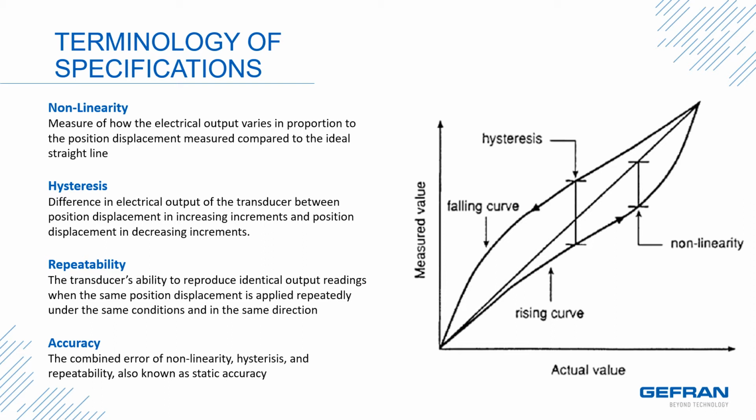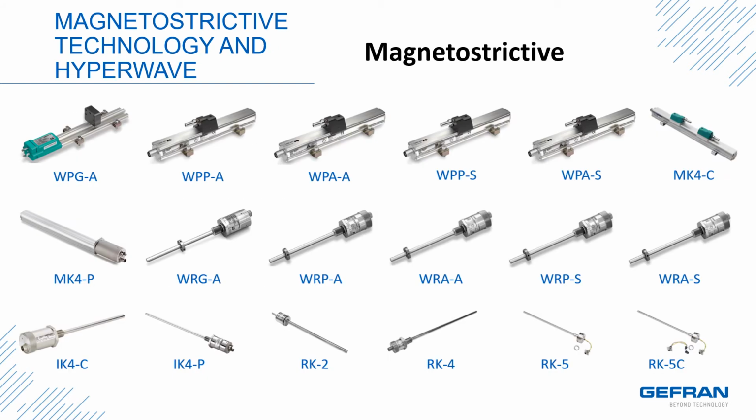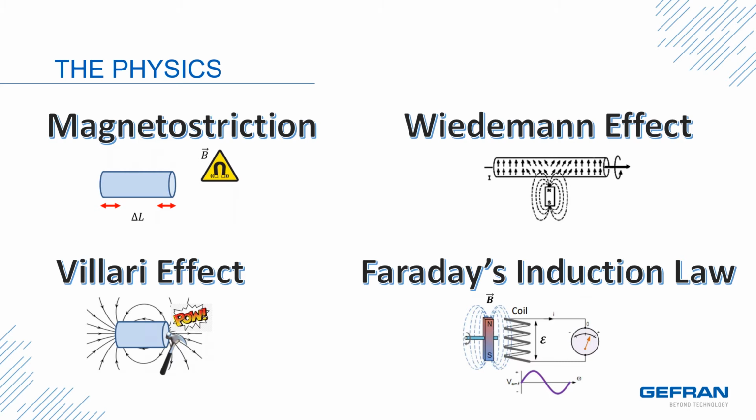Accuracy is the combined error of nonlinearity, hysteresis, and repeatability. It is also known as static accuracy. For the rest of this presentation, we will talk exclusively about magnetostrictive technology and Hyperwave. First, we will talk about four physical principles that come into play with these types of sensors: magnetostriction, the Wiedemann effect, the Villari effect, and Faraday's induction law.